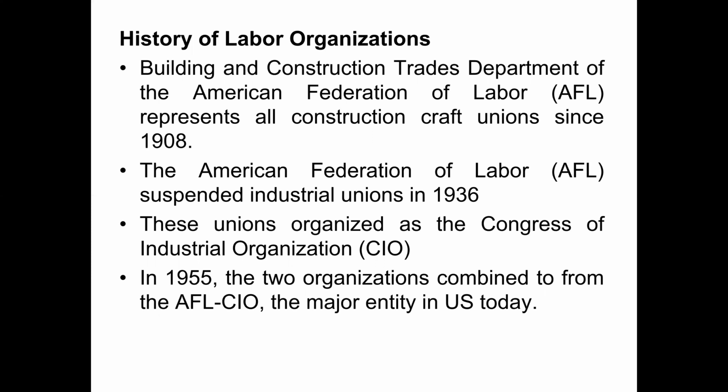The American Federation of Labor, AFL, suspended the industrial unions in 1936. So those unions organized as the Congress of Industrial Organizations. These industrial laborers in the industrial workforce were united under a new organization called the Congress of Industrial Organizations, CIO. In 1955, the two organizations combined to form the AFL-CIO, the major entity in the USA today. So in 1955 these two organizations joined together, and these days they also work together as a single entity, AFL-CIO.